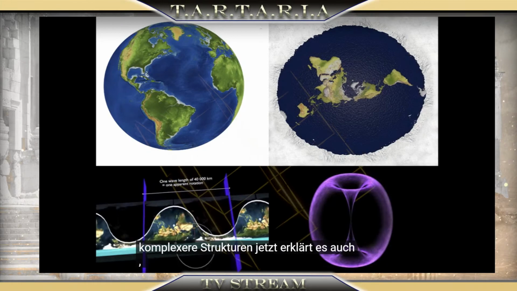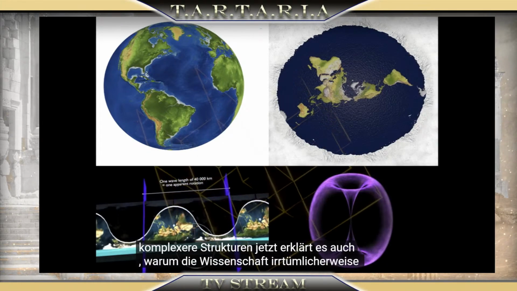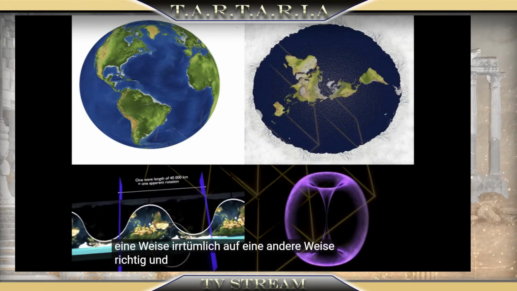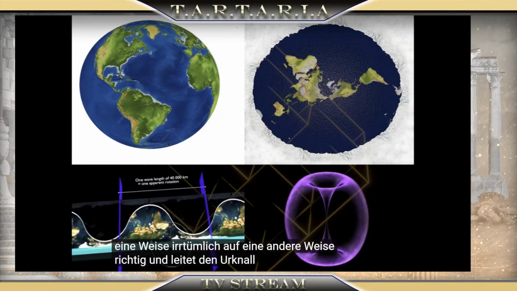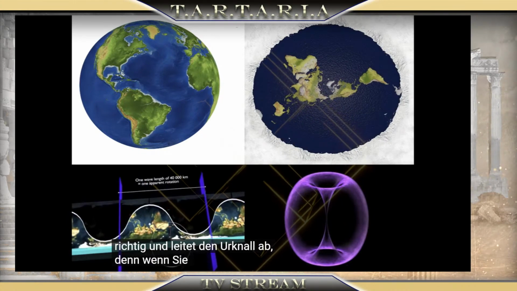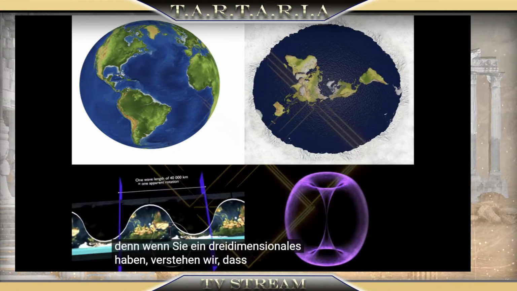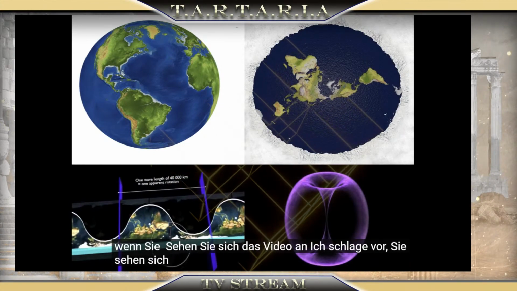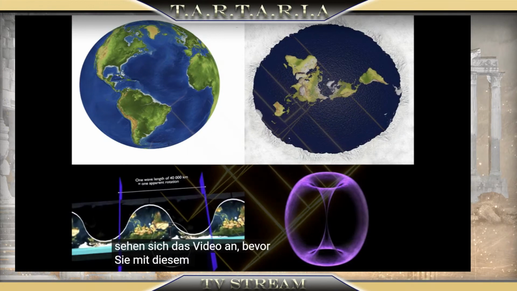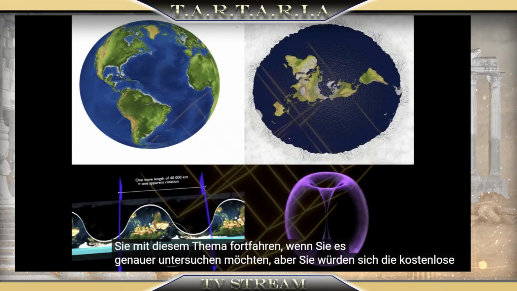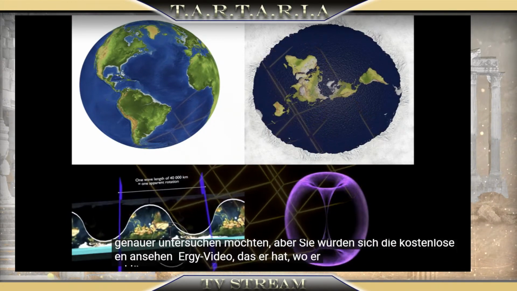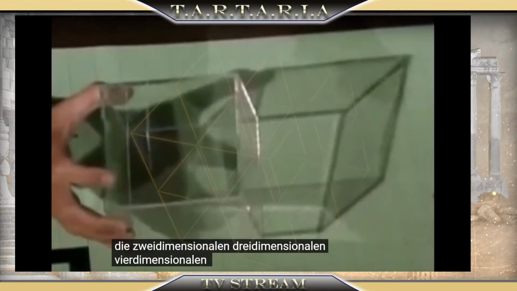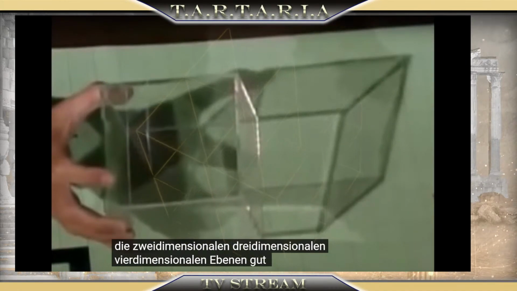Now, it also explains why science, in one way erroneously, another way correctly, deduces the Big Bang. Because if you have a three-dimensional, we understand that. You can have a cube. I suggest you do watch the video before even continuing on this subject if you want to look into it more, but you would look into the free energy video that he has, where somebody else explains the two-dimensional, three-dimensional, fourth-dimensional planes.